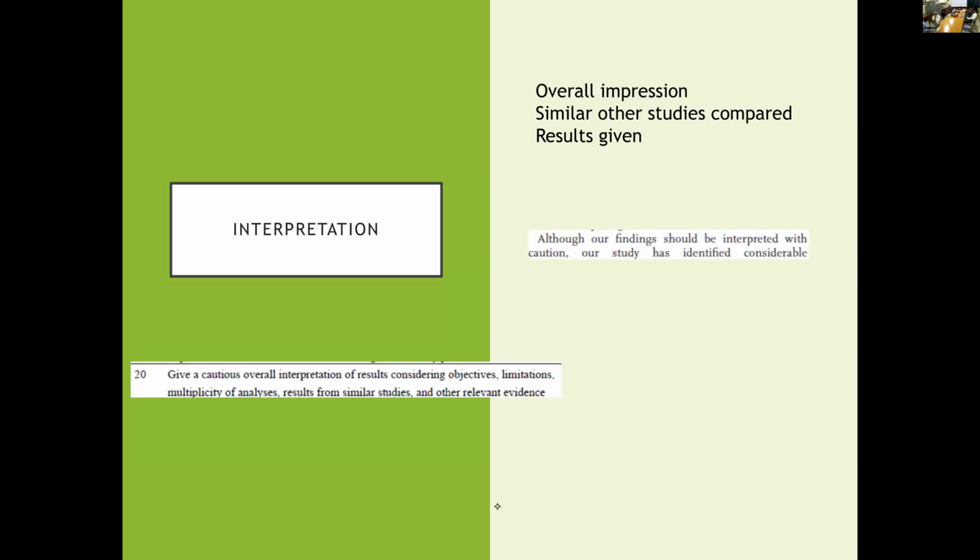Interpretation of these results: give a cautious overall interpretation of the results, considering objectives, limitations, multiplicity of analysis, and compare with similar studies. Their discussion starts with, although our study findings should be interpreted with caution. So they have started with caution. They have given an overall impression, compared with 2 other studies, and given the result. They have done the interpretation quite well.